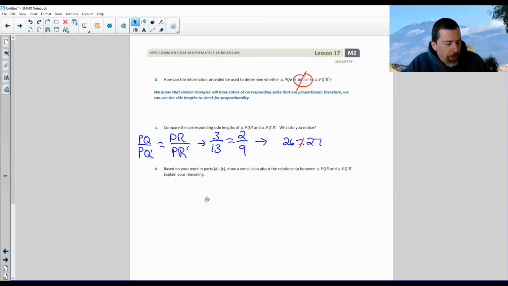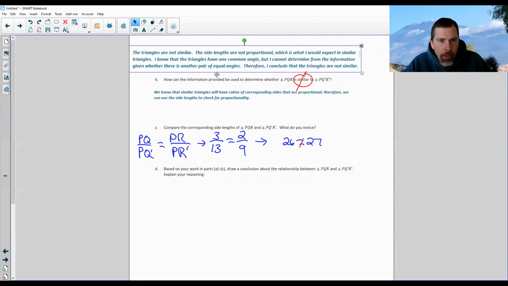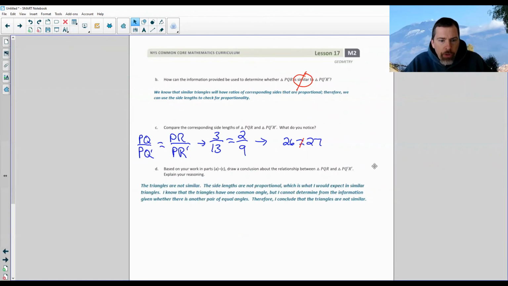Part D says, based on your work in parts A through C, draw a conclusion about the relationship between the triangles and explain your reasoning. Okay, so here it is. The triangles are not similar. The side lengths are not proportional, which is what I would expect in similar triangles. I know that the triangles have one common angle, but I cannot determine from the information given whether there is another pair of equal angles. Therefore, I conclude that the triangles are not similar.